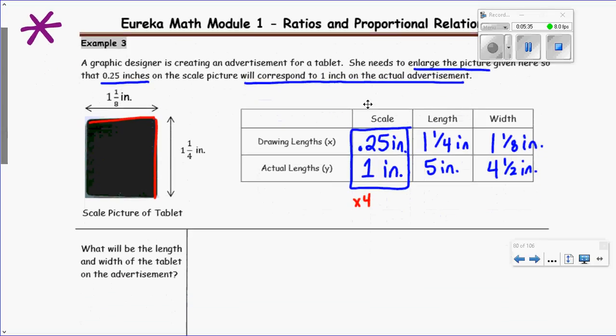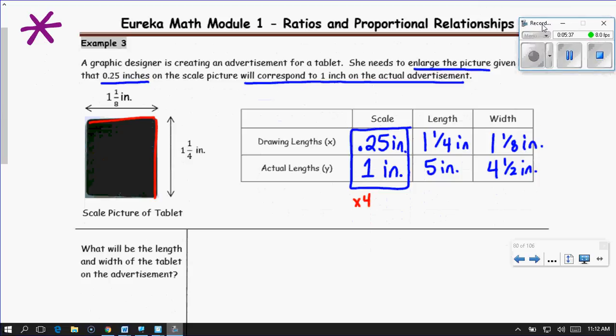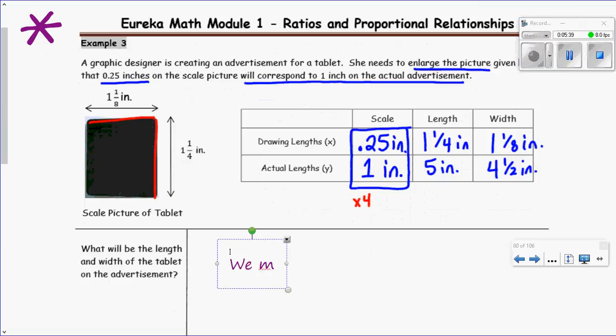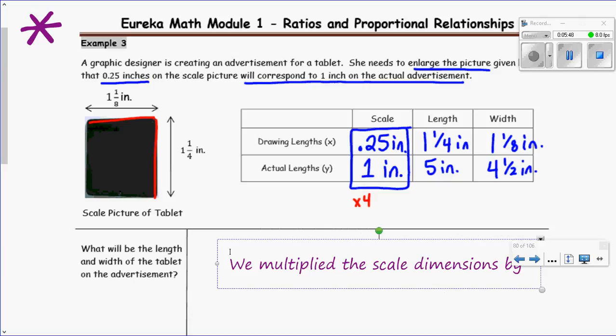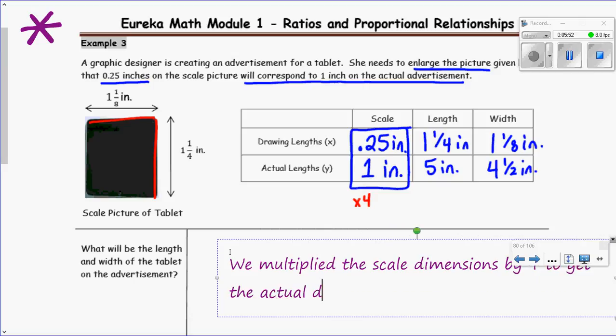Let's go ahead and write a sentence about what we did here. We multiplied the scale dimensions by 4 to get the actual dimensions of the advertisement.